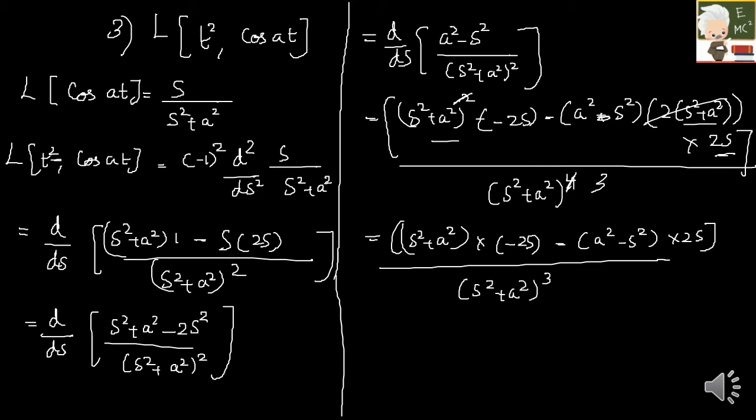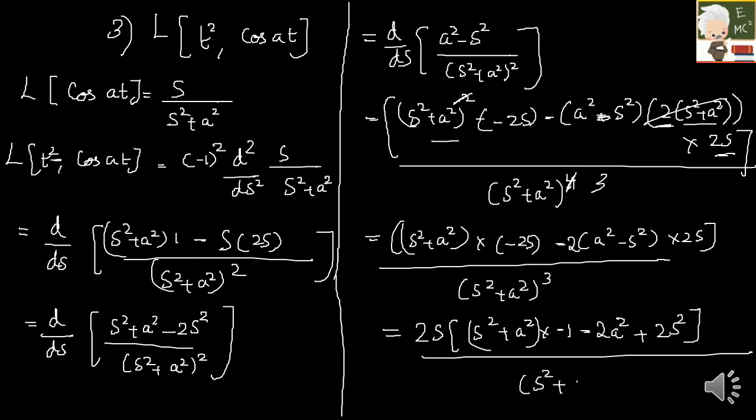I'll just cancel these terms. Let me expand this, and I can take 2s common from the numerator. If I take 2s common, then it is 2s into s square plus a square into minus 1 minus 1. Once again, I have left this 2 over here. So this should be minus 2a square plus 2s square divided by s square plus a square whole cube. Let me erase this half of the screen and proceed. One second.